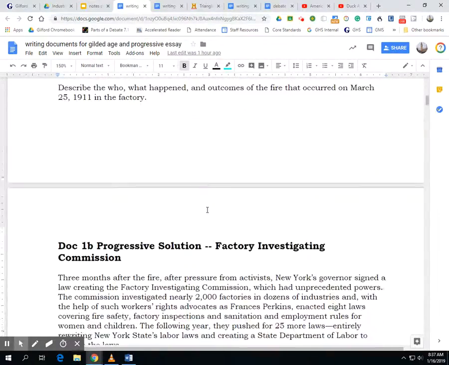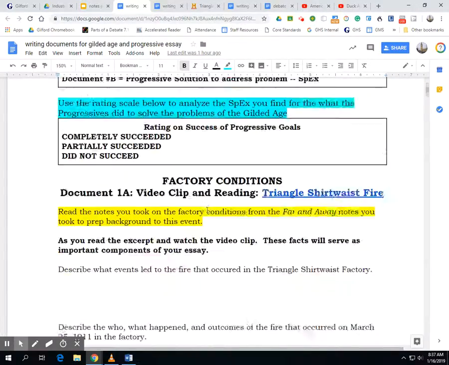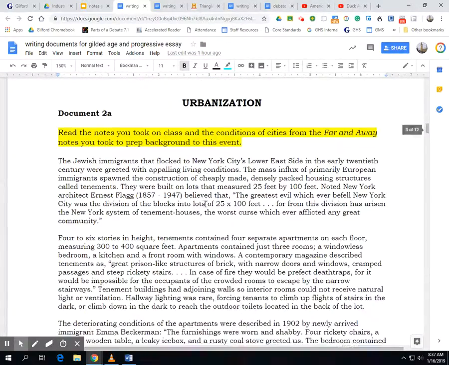All right, so that's just a quick overview of how this works. When you go into the next section, you're going to notice that urbanization is your next topic. So when you look at document 2A and 2B, you're going to be looking at the problem of urbanization for document 2A, and then 2B will talk about the progressive solution to dealing with the problem of urbanization. And you're going to determine, did they succeed or fail or partially succeed, and then explain your answer.